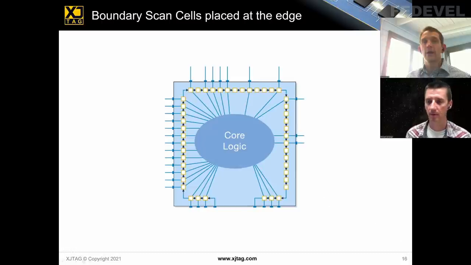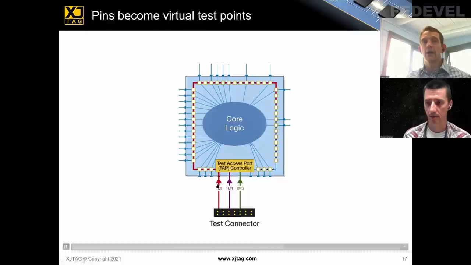So JTAG itself is a four-wire interface which allows you to control what's referred to as a test access port, or TAP, controller, which is a relatively simple state machine. Inside the state machine, you can select different registers to communicate with. When you select a certain register, called the access register, it effectively gives you control of the pins of the device. By setting bits in that register, the ones and zeros, you set the states of the pins or read the states of the pins at the same time.